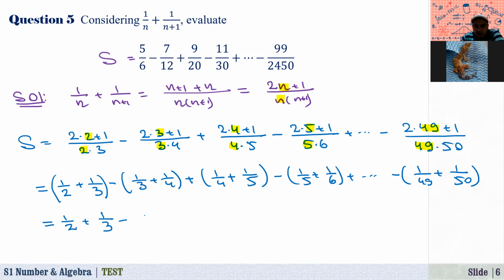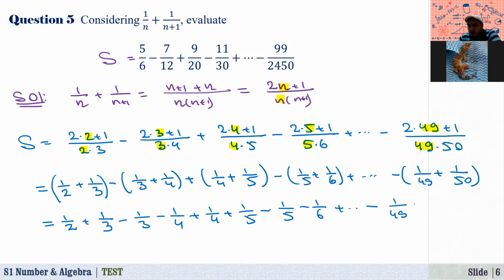Next one is minus 1 over 3 minus 1 over 4, right? Because this minus acts on each term, each fraction here. Next one is plus 1 over 4, 1 over 4 plus 1 over 5. Next one is minus 1 over 5 minus 1 over 6. Plus dot dot continues, minus 1 over 49 minus 1 over 50.